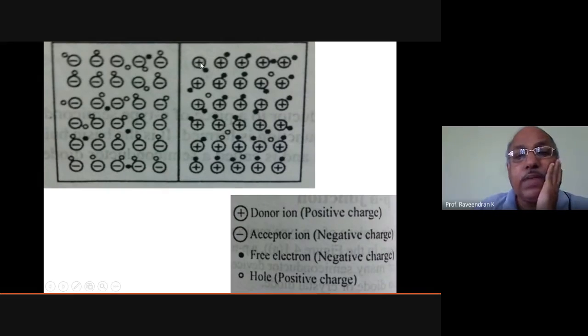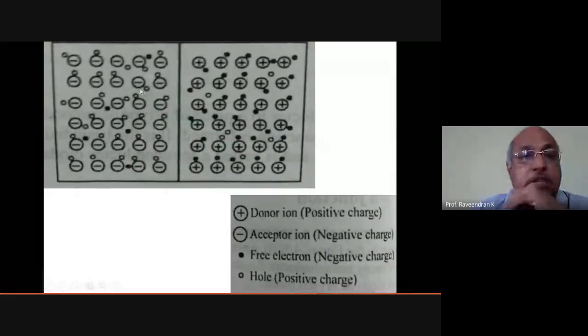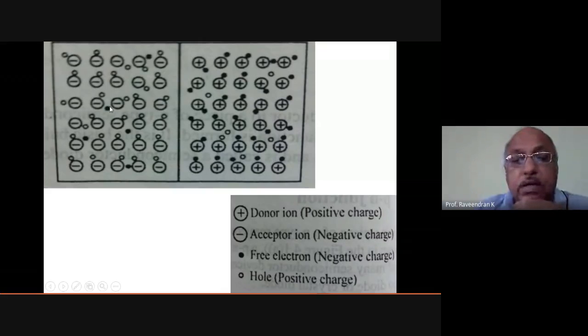When the P-N junction is formed, there will be a large number of positively charged ions available on the N-type material, which has a large number of free electrons. There will be a large number of negatively charged ions, that is the acceptor ions, available on the P-type material. That is diagrammatically shown here. The donor ion is positively charged here, and the acceptor ion is negatively charged in the case of P-type material. This gives rise to a large number of free electrons shown here, and this gives rise to a large number of holes here.